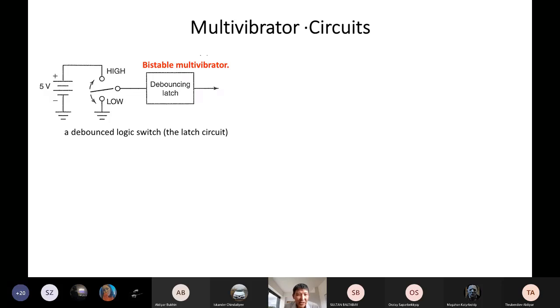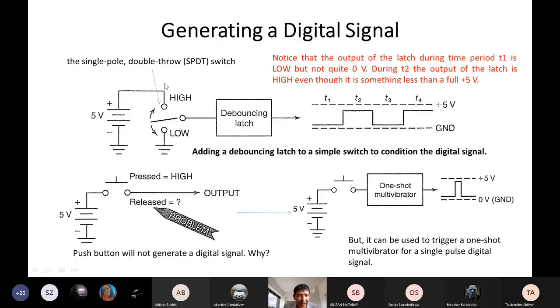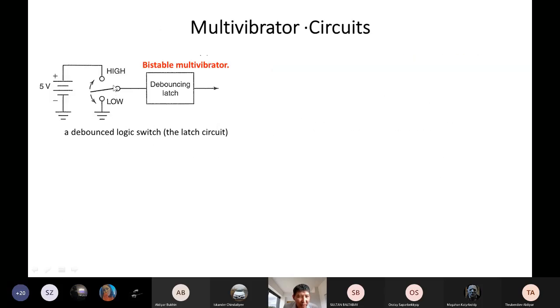Next one. In this course we will work with 3 types of multivibrator circuits. First we call it the bistable multivibrator. It is this simple, SPDT based one. We connected it to the debouncing latch in order to eliminate contact bouncing. So with this bistable multivibrator, manually by hand or by some other signal, we can create this type of digital signal.